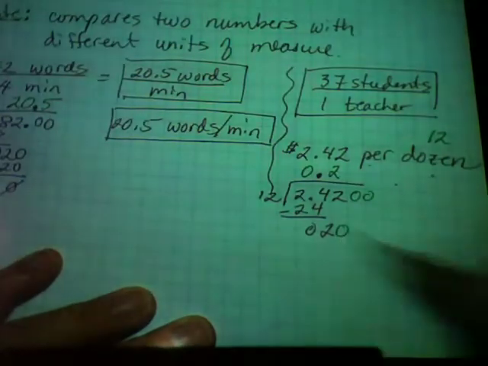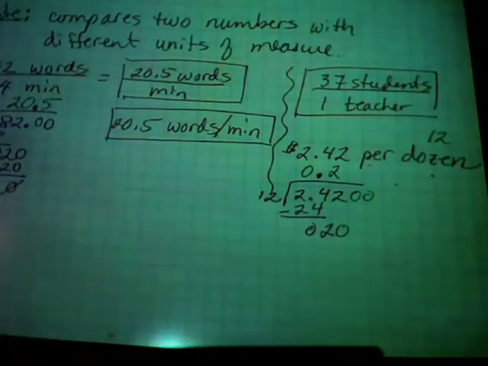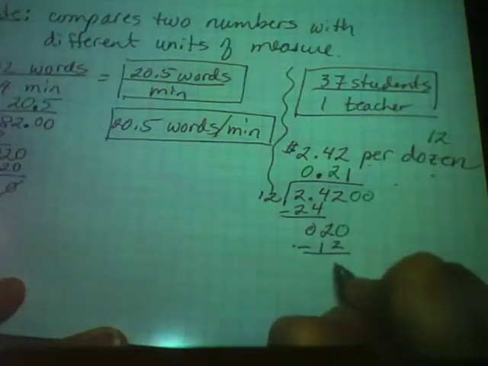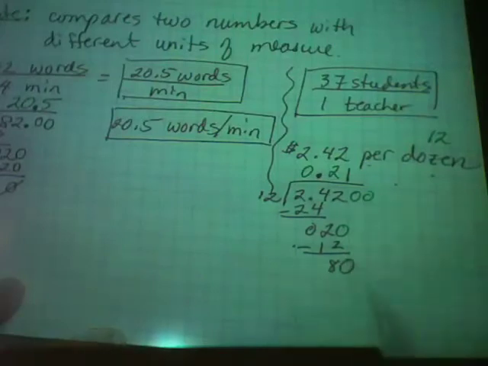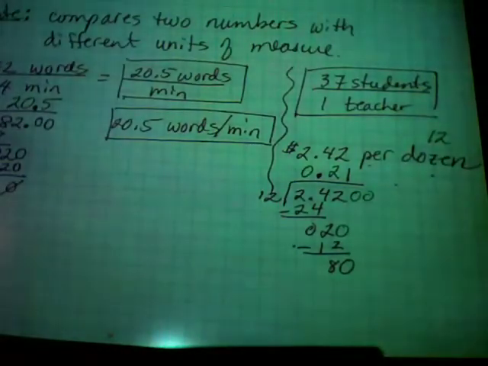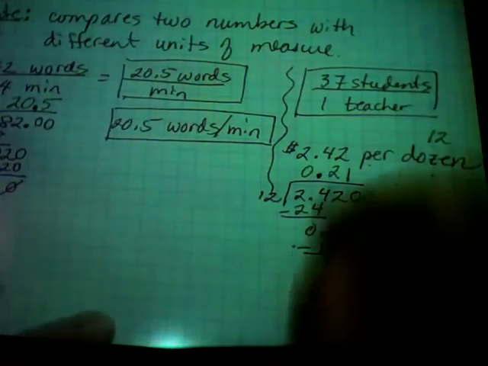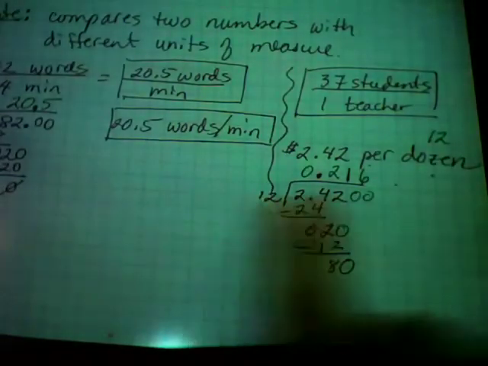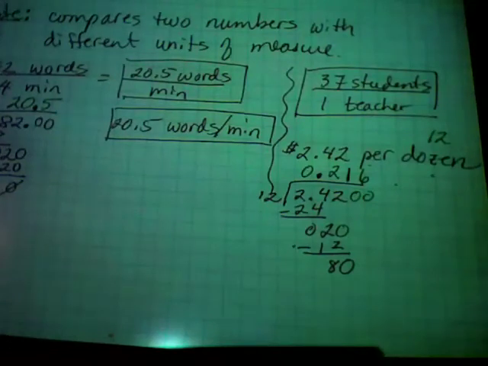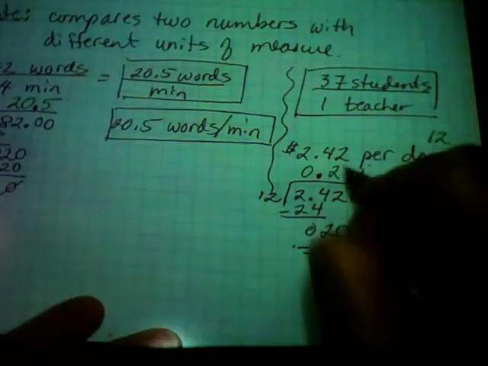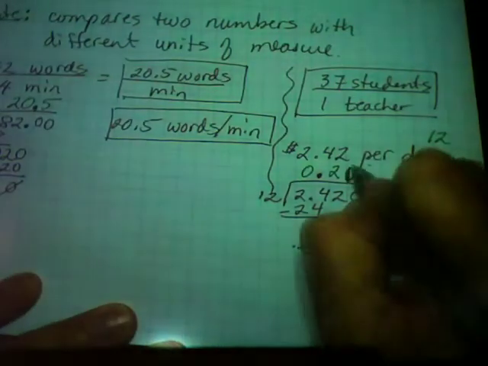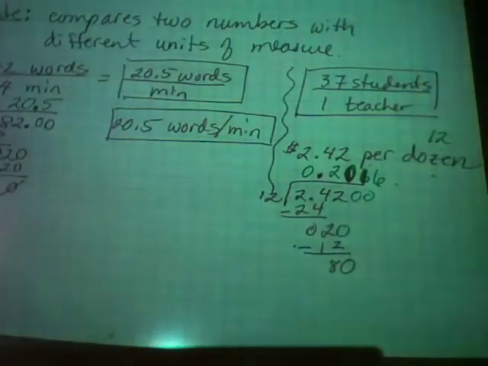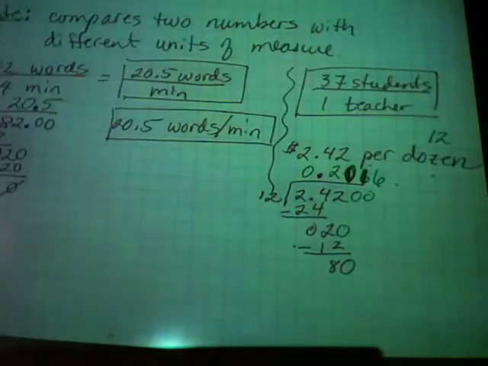So I can now bring down a 0. Does 12 go into 20? How many times? Once. So subtract 12. What do you get? 8. Bring down the 0. How many times does 12 go into 80? 6. What's 12 times 6? 72. So then I could have stopped, right? This is a 0. We'll go with that as being 6, right? All right, so I've got it out to 4 decimal places, right?